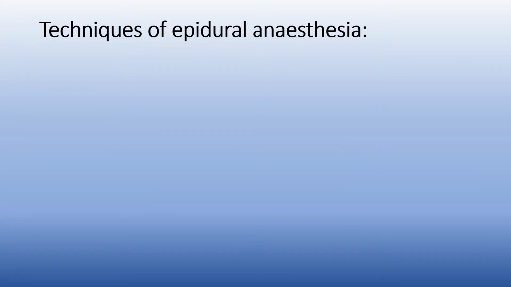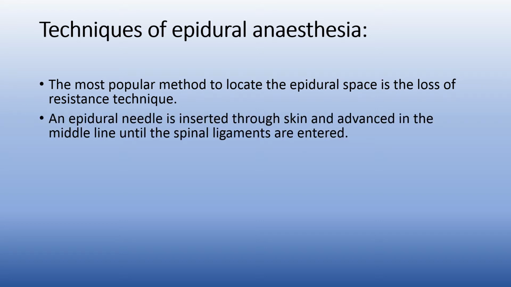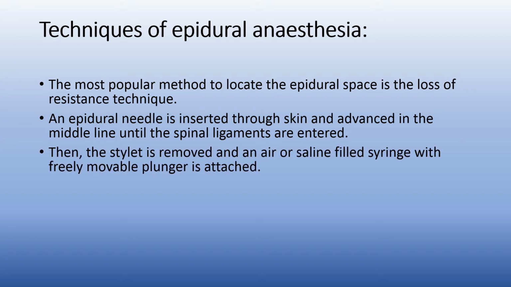Technique of epidural anesthesia. The most popular method to locate the epidural space is the loss of resistance technique. The epidural needle is inserted through the skin and advanced in the midline till the spinal ligament are entered. Then the stylet is removed and an air or saline filled syringe with freely mobile plunger is attached to it.